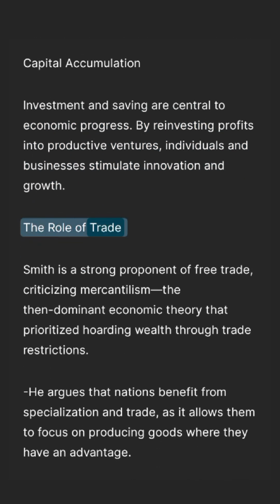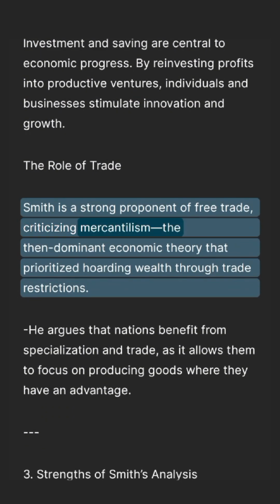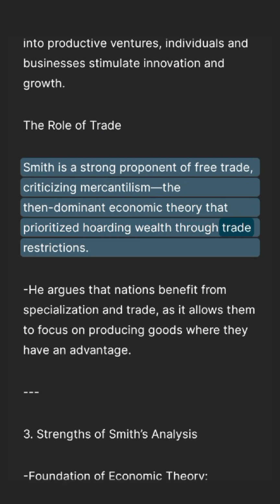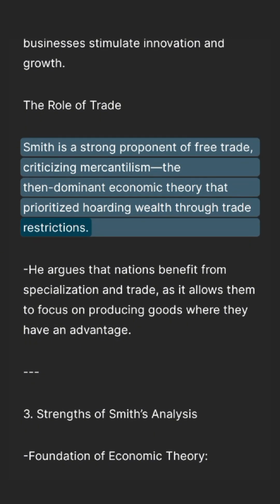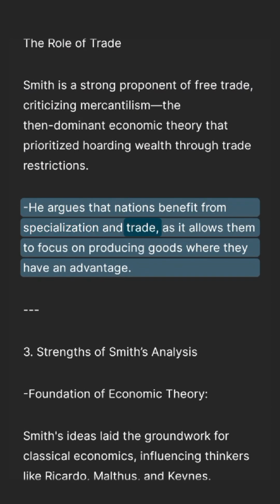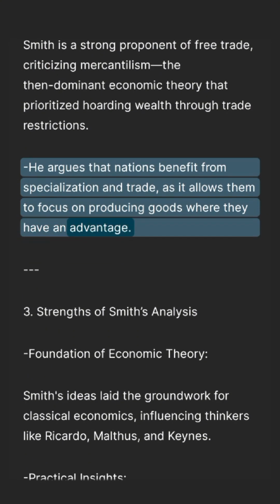The role of trade. Smith is a strong proponent of free trade, criticizing mercantilism, the then dominant economic theory that prioritized hoarding wealth through trade restrictions. He argues that nations benefit from specialization and trade, as it allows them to focus on producing goods where they have an advantage.